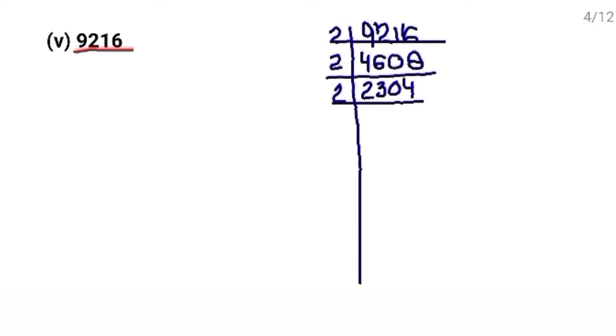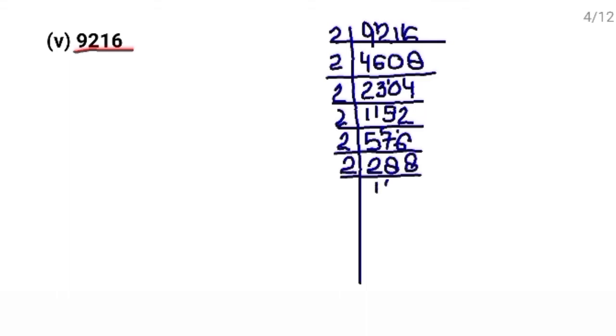Again by 2, 2 1s are 2, 2 1s are 2, 1 is remaining, 2 5s are 10, 2 2s are 4. Again by 2, 2 5s are 10, 2 7s are 14, 2 6s are 12. Again by 2, 2 2s are 4, 2 8s are 16. Again 1 is remaining, 2 8s are 16. Again by 2, 2 1s are 2, 2 4s are 8, 2 4s are 8.